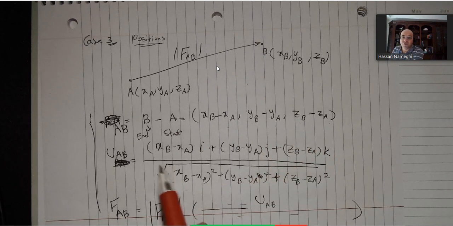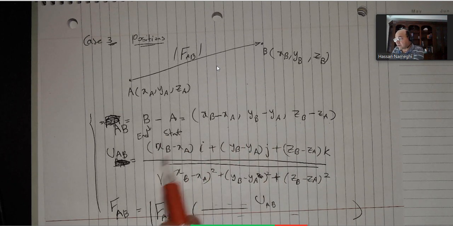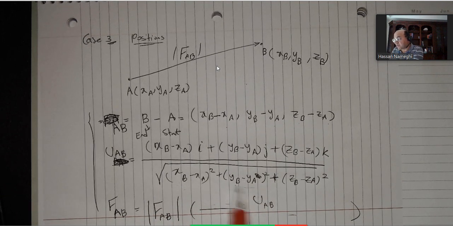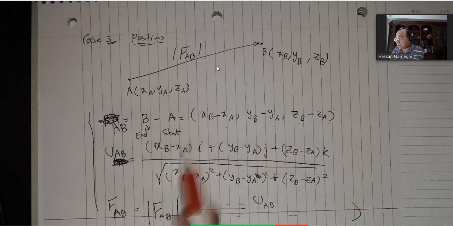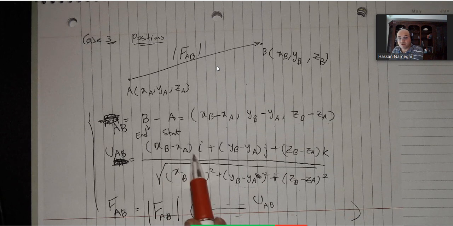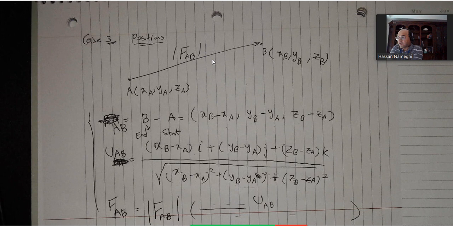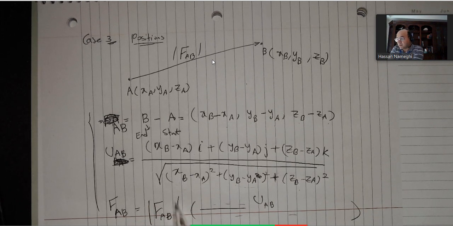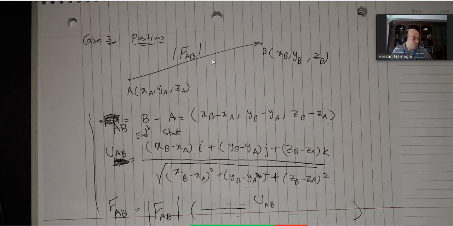In order to find the unit vector of it, we just divide this by the length of the vector. The length of the vector is the square root of the first component to the power of 2, plus the second and the third. And on the top, I have their differences: XB minus XA with the i, then the j, then the k. Now, if I want to find the components of FAB, all I do is multiply the magnitude of it by the UAB. Okay, let me do one example to clarify what I'm talking about.